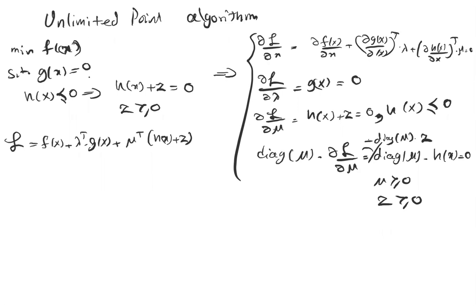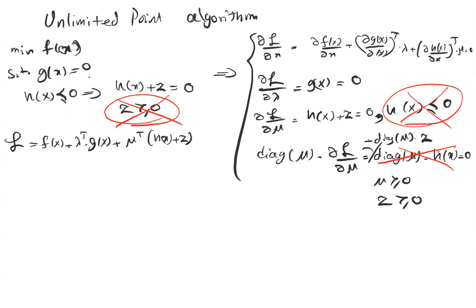All right, now what's our goal? We want to get rid of some of these constraints that we have here. What's the main one? This inequality constraint. How can we deal with this inequality constraint? And also, we want to remove this diagonal mu multiplied by h of x. So how can we do that? The idea for the unlimited point algorithm is to get rid of this one.